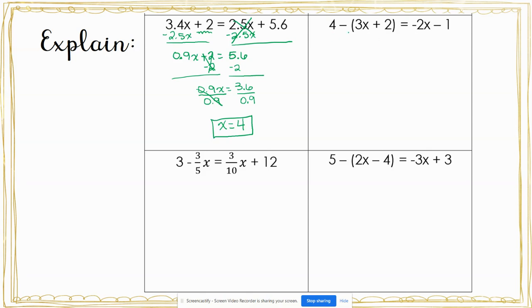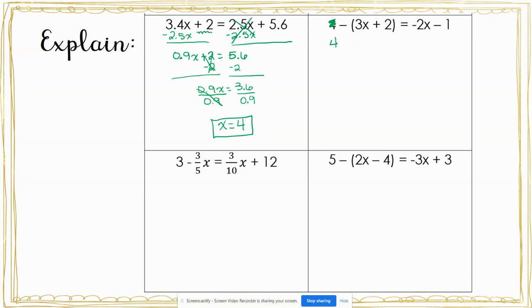Next, I have 4 minus (3x plus 2) equals negative 2x minus 1. Now I see that I have this parentheses over here on the left side of the equation, and there's something in front of it which tells me that I do need to distribute. Now you have to be careful with this because 4 is not next to the parentheses. So 4 is not what's being distributed. In fact, since there's nothing I can do with it yet, I'm just going to rewrite 4.